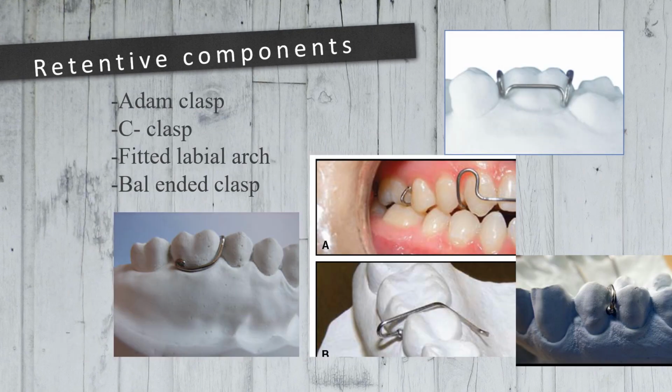The retentive components of the removable orthodontic appliance are the parts that retain the appliance intraorally, and there are many types. The most popular type of retentive component is the Adams clasp and the C clasp, and anteriorly the fitted labial arch and the Hawley arch. Other miscellaneous or rare types of retentive component are the ball-ended clasp, as in this picture.